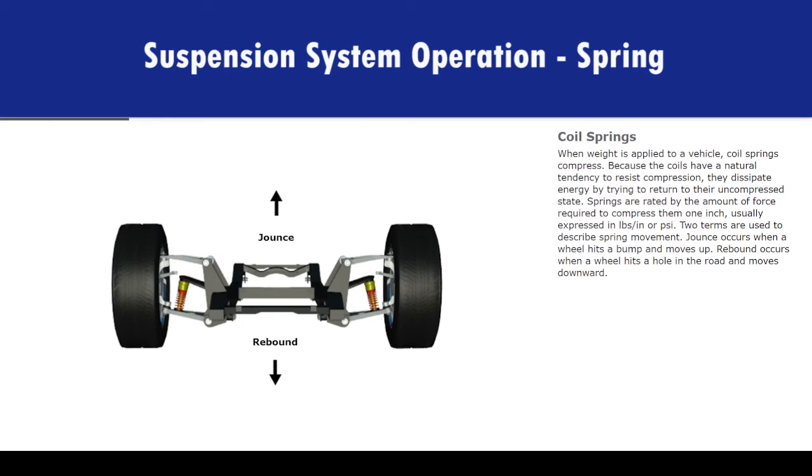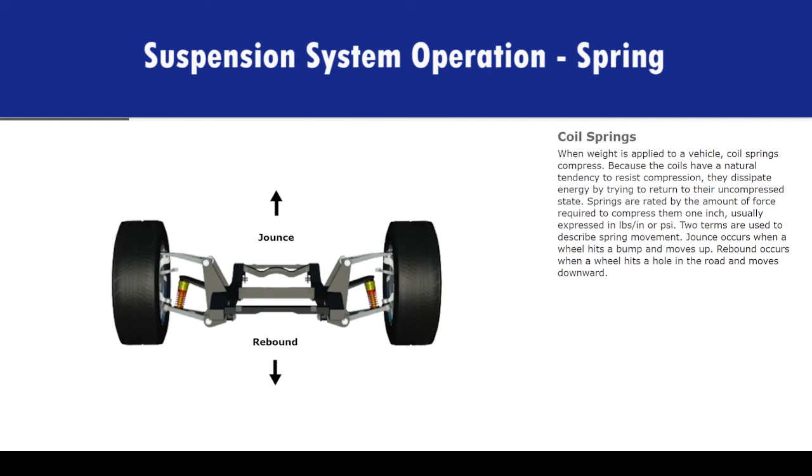When weight is applied to a vehicle, coil springs compress. Because the coils have a natural tendency to resist compression, they dissipate energy by trying to return to their uncompressed state. Springs are rated by the amount of force required to compress them 1 inch, usually expressed in pounds per square inch, or PSI. Two terms are used to describe spring movement.